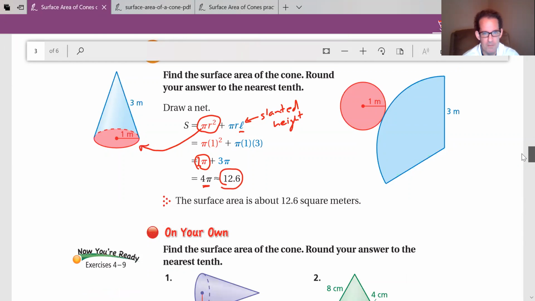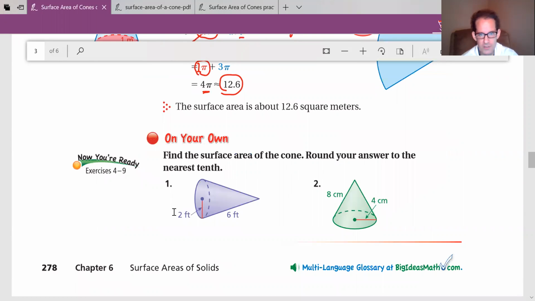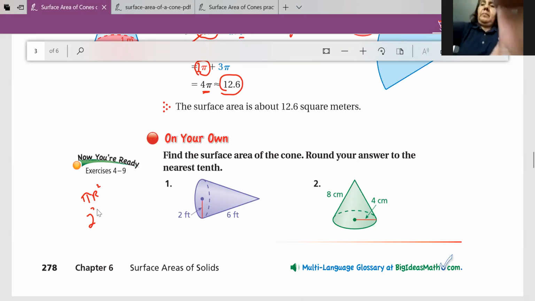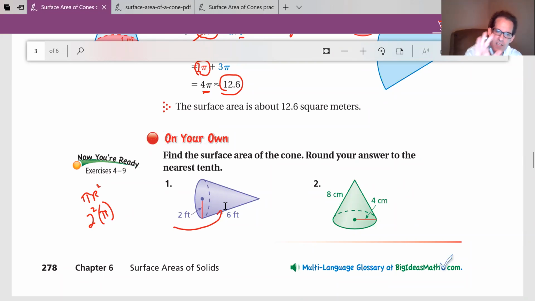Let's look at a few more examples. If you have a calculator, that would make it much easier to do this. I'll be using a calculator in this demonstration, but if you have some paper and a calculator, that'll make this a lot easier. So step 1 is pi r squared, and that's the area of the base. So we would have 2 squared times pi. Step 2 is to add that to the lateral surface, that's the slanted part of the cone, and that's going to be the radius times the slanted height, 2 times 6 times pi.